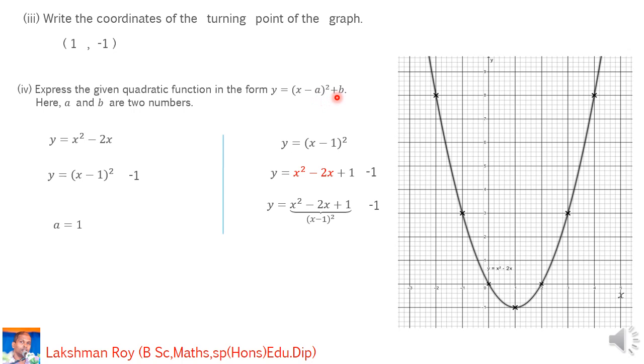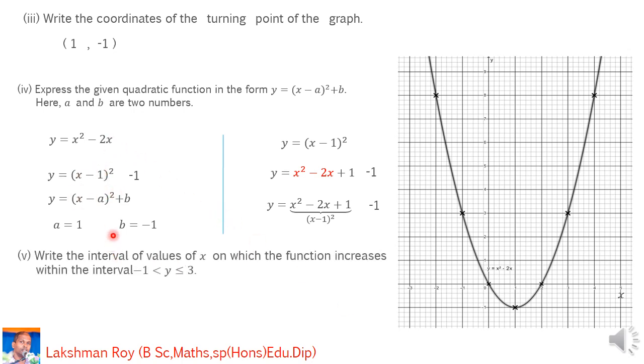Then plus b, here -1, therefore you can see the function, right? Then plus b is there, therefore b is -1, right? So that is how to form this y equal x square minus 2x into this form. A and b are there, right? Let's move to the next question, students.